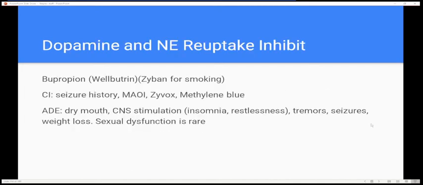And then you have this class called dopamine NE reuptake inhibitors. It's basically bupropion, which is Wellbutrin, or if it's for smoking cessation, as we talked about before, is Zyban. Same contraindications again. And side effects are dry mouth, CNS stimulation, tremors, seizures, weight loss. And sexual dysfunction is rare, which is why this drug might be used in some patients.